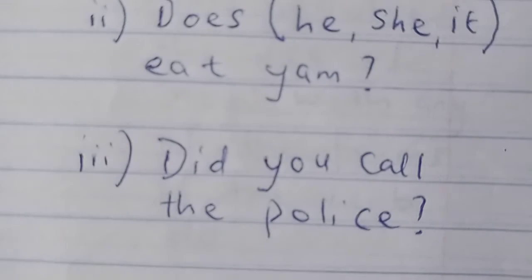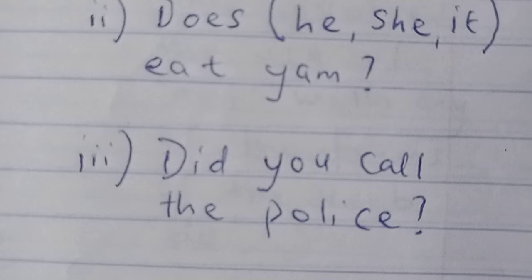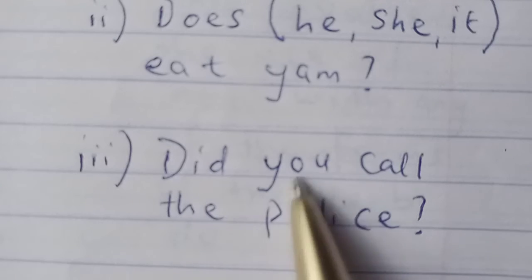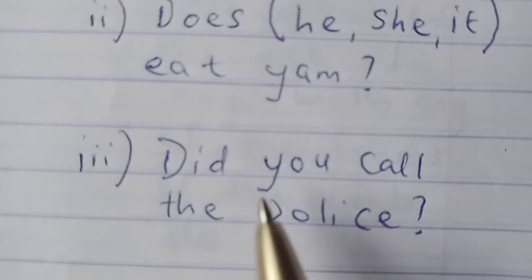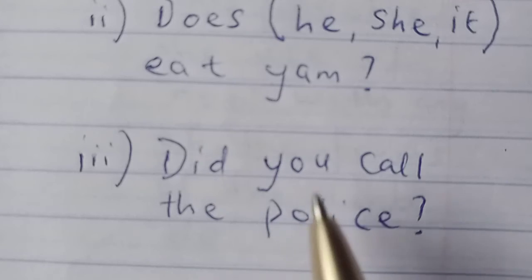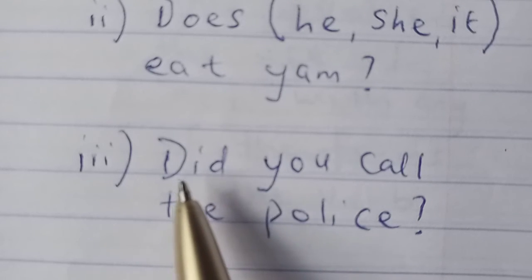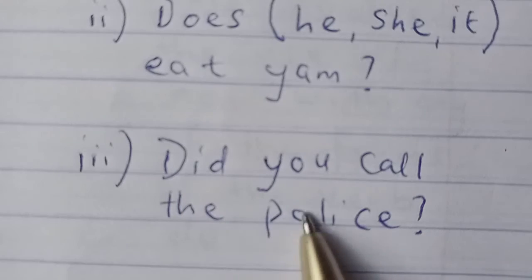Now, let's go to did. Recall that did is for past tense. Now, did can go with any subject because it's in the past tense. So, did you call the police? You can say, did I call the police? Did she call the police? Yeah, did can go with any subject, whether singular or plural, because it's in the past tense. But did is for past tense, and we can use it to form questions.